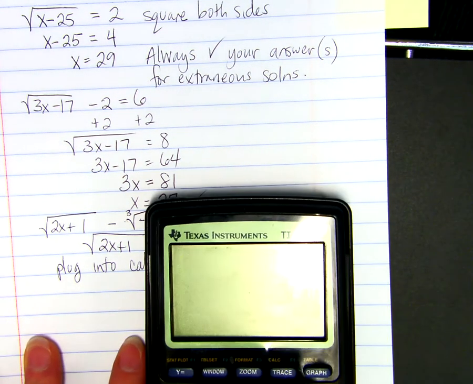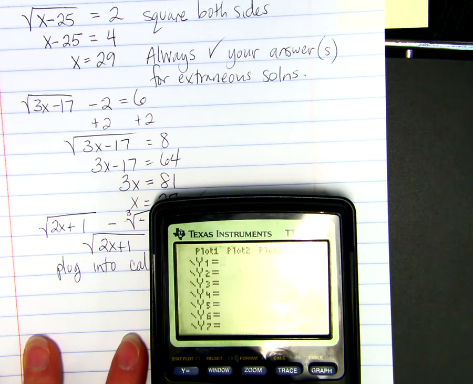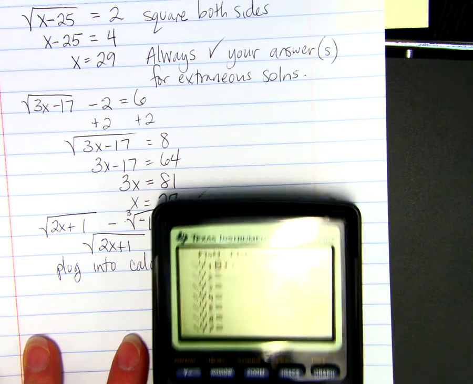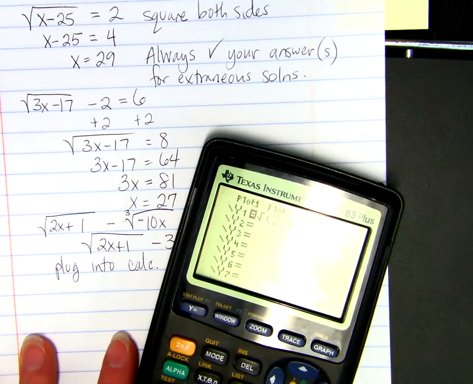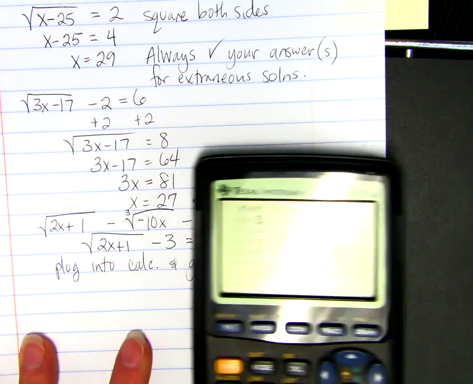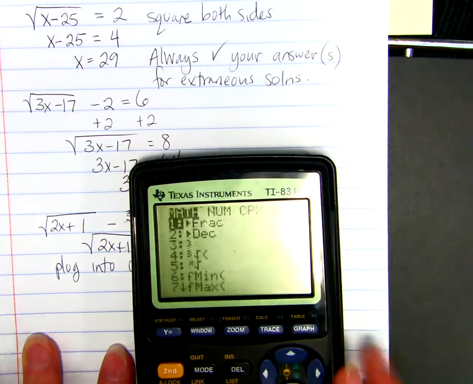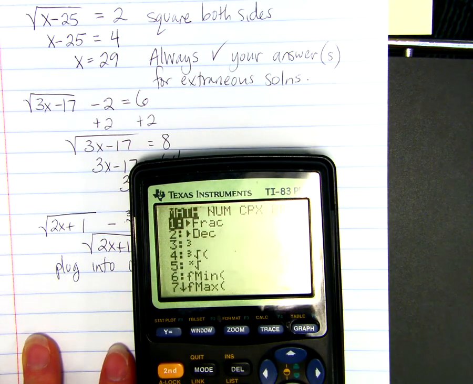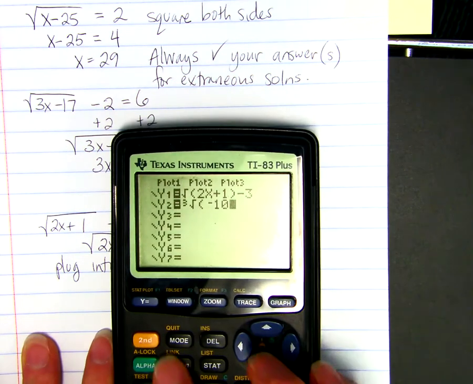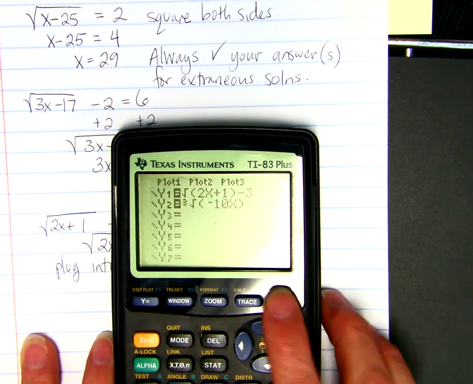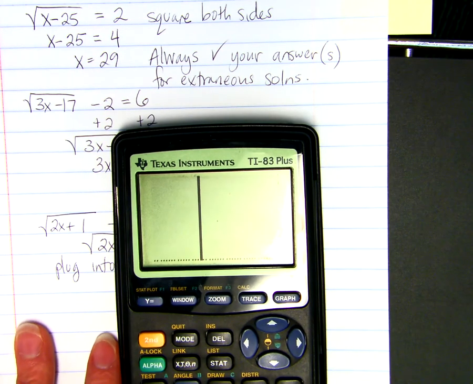Let me see how we do this really quick. We will do the square root of 2x plus 1, end parentheses, minus 3. And then we'll go down and do the cubed root of negative 10x, end parentheses. Then we graph, and I'm zoomed all the way in, which really is the pits.